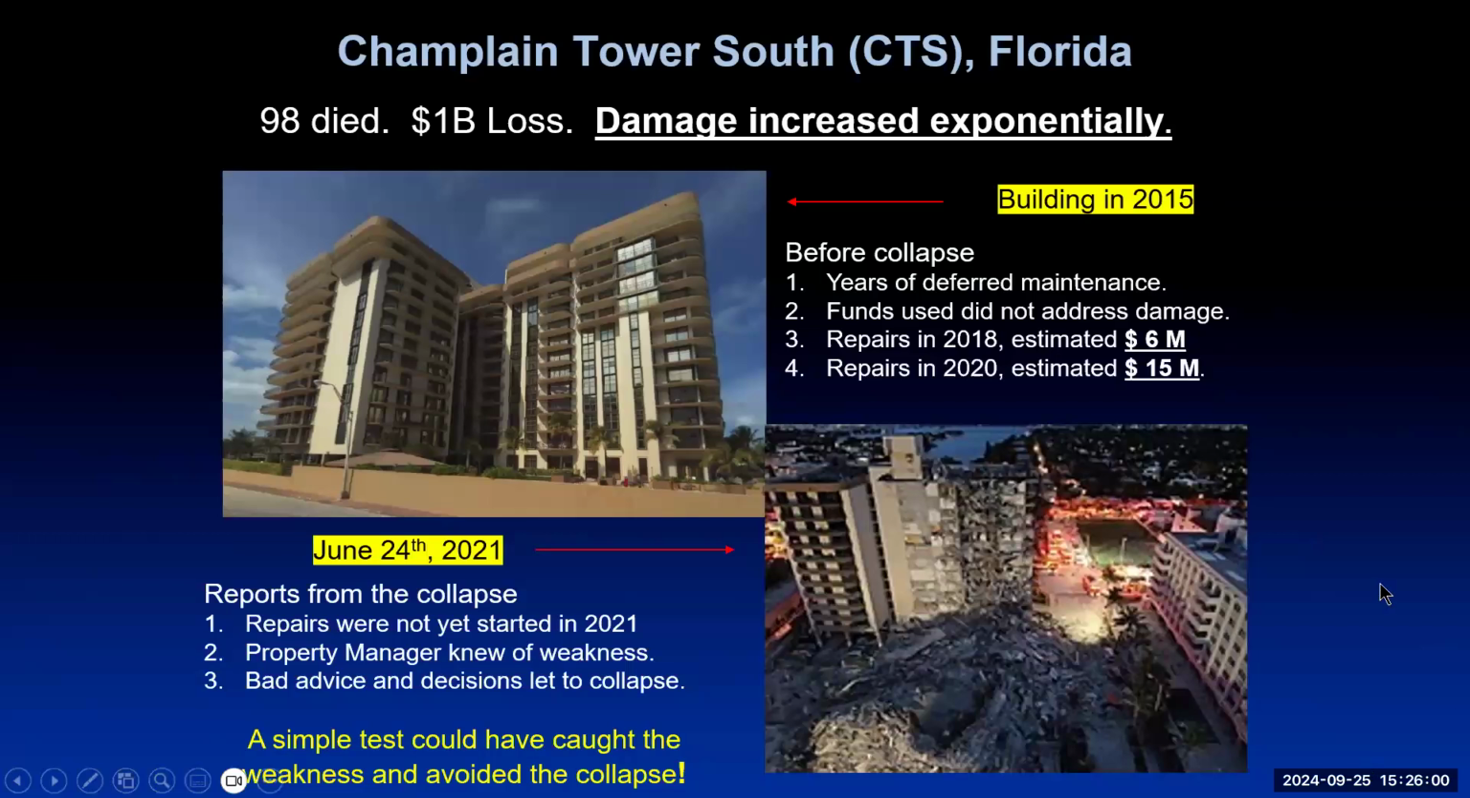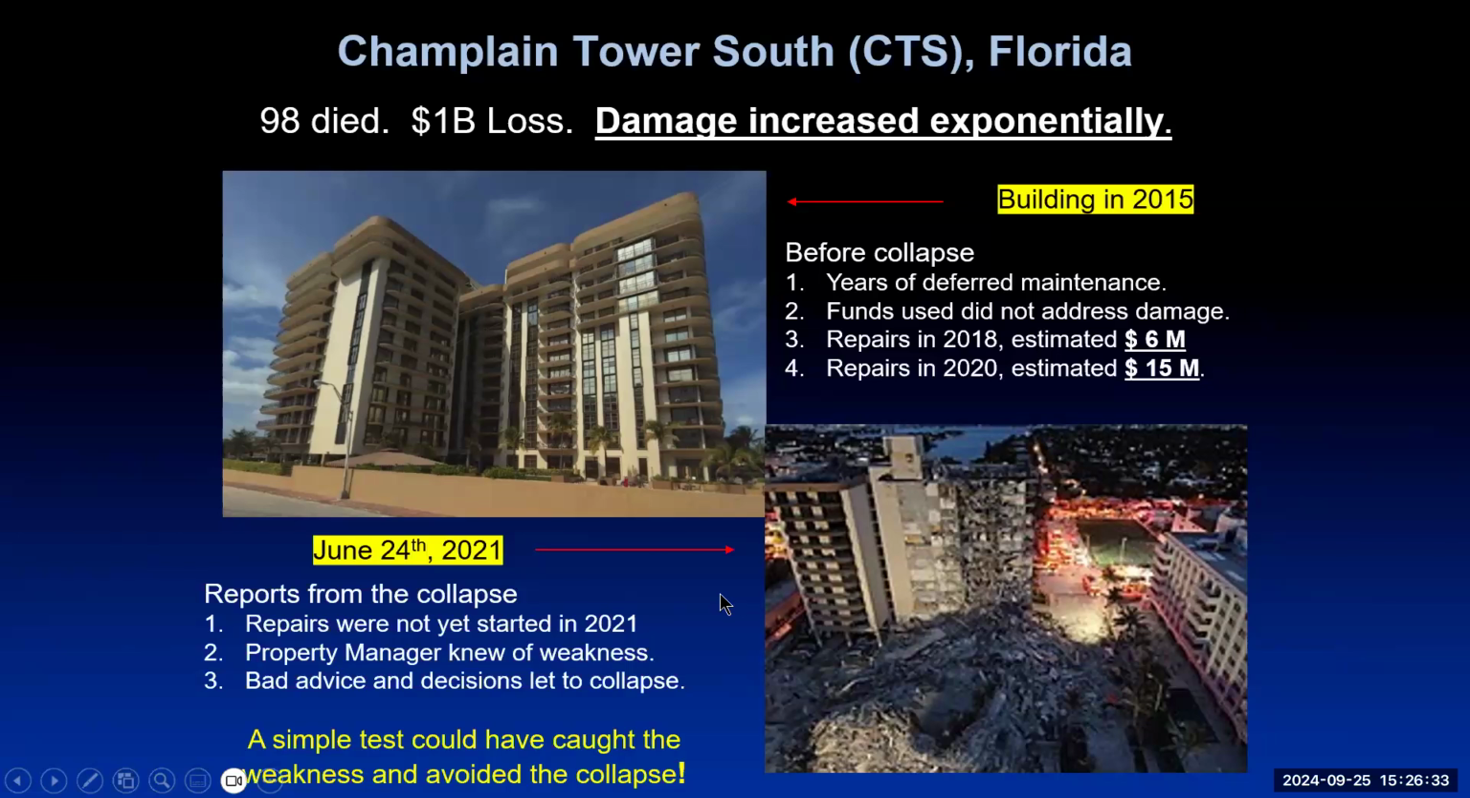So here we have Champlain Tower in Florida. 98 people died, $1 million loss. And yet before the collapse, there was deferred maintenance. This was a building in 2015. Funds did not address damage. Repairs in 2018 were estimated at 6 million. Repairs in 2020 were estimated at 15 million.